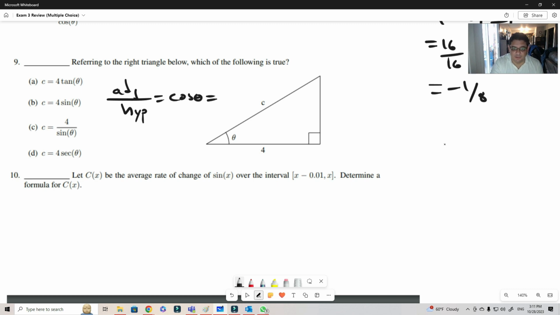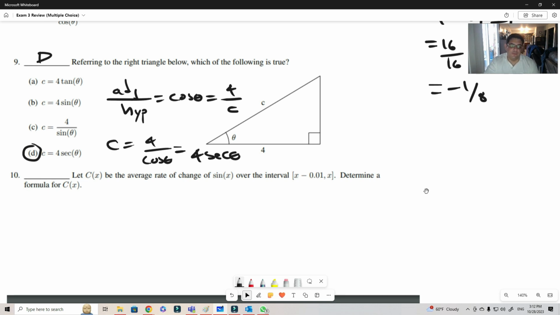But what is this? What is the adjacent? The adjacent is 4, and the hypotenuse is c. Now, I can find out who c is in terms of theta by doing c equals 4 over cosine of theta. So that pretty much will be 4, and since the cosine is below, I can think of this as 4 secant of theta, and that's going to be option D.